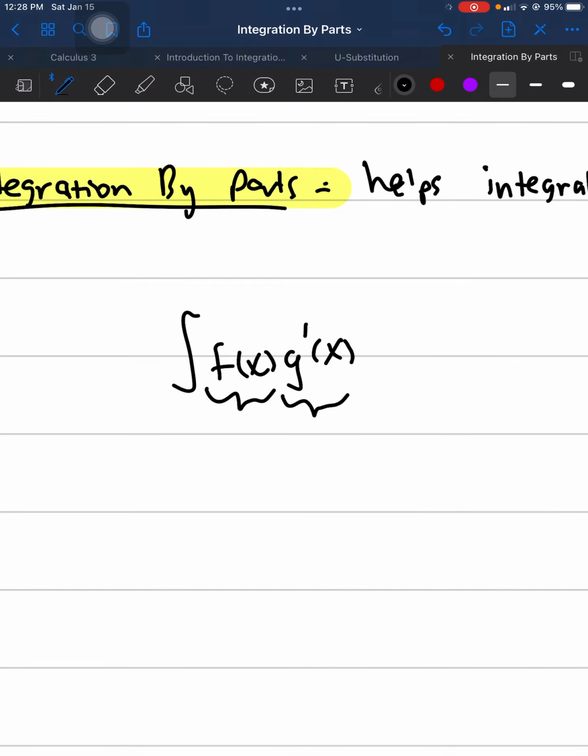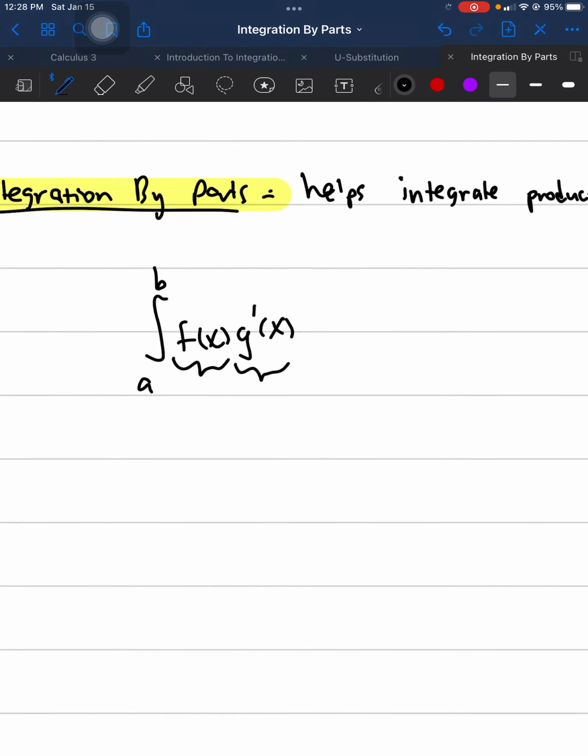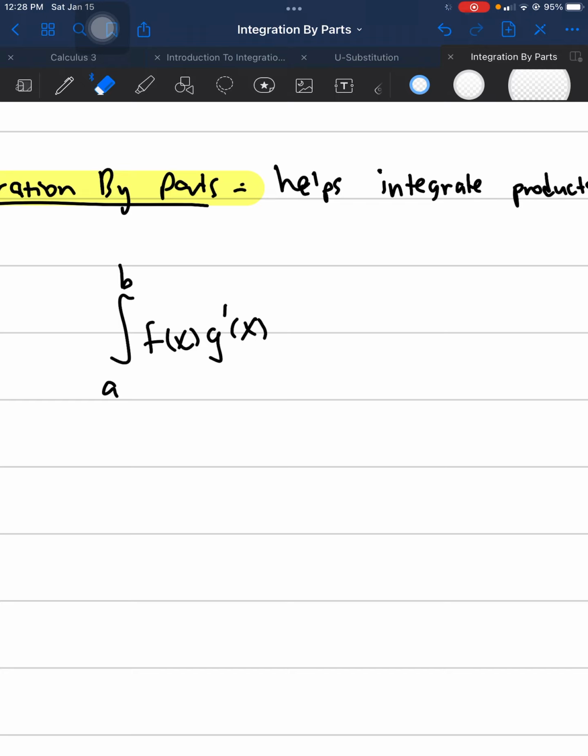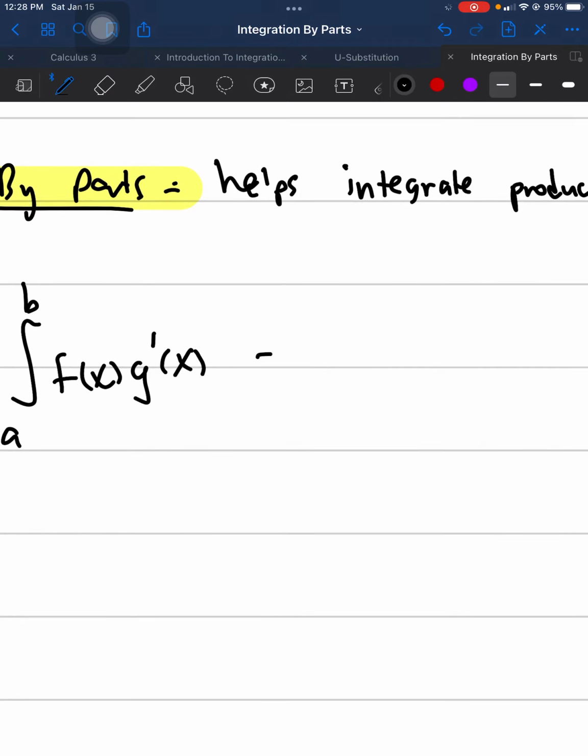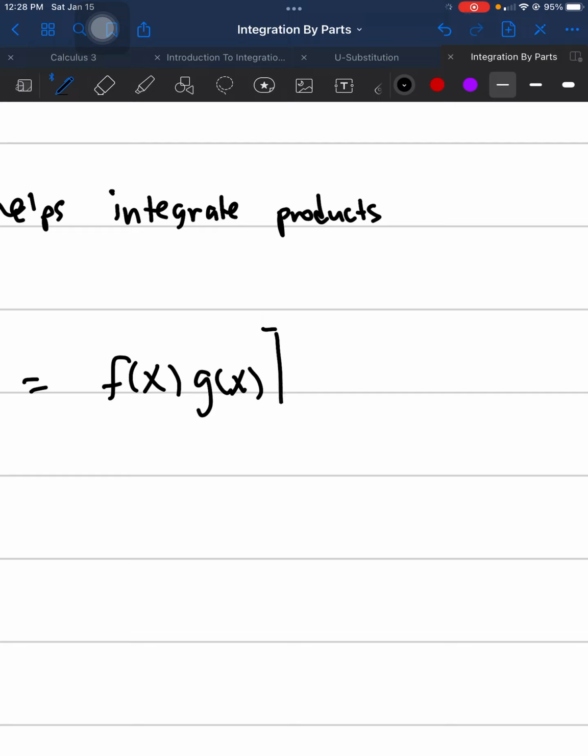We're going to be doing integration by parts for definite integrals, so we're just going to add bounds here. So we have two different parts of this integral, right? And they're both being multiplied. And this is going to basically equal f of x times g of x evaluated from a to b.